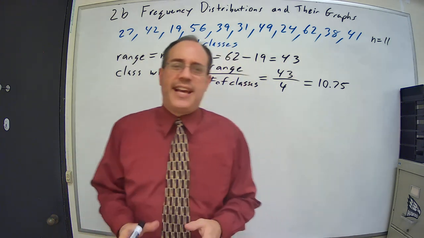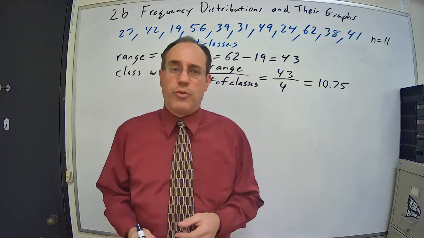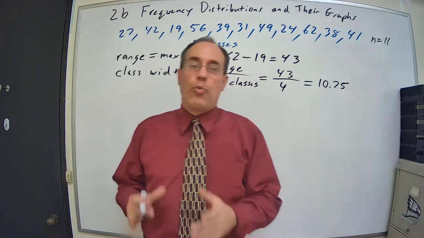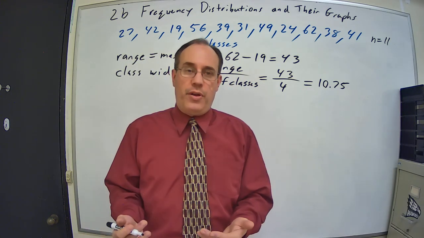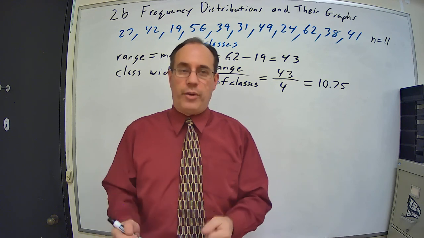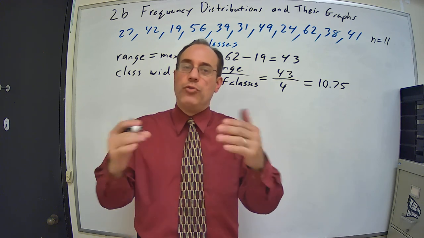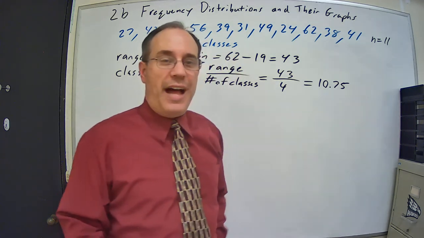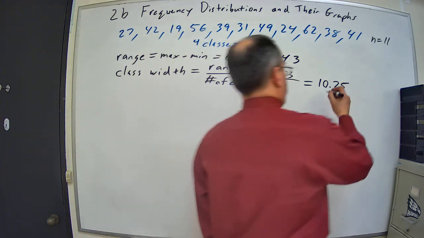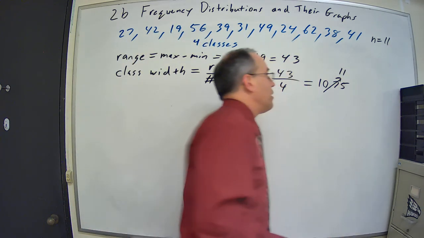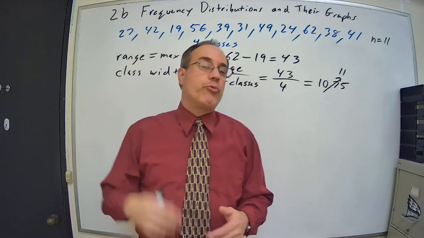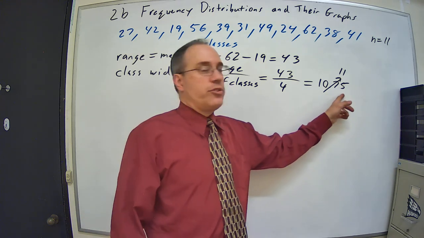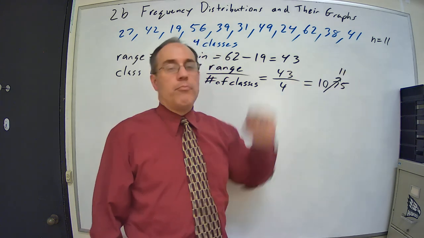Now pay attention to this next statement because I have spent years perfecting the wording on this. When calculating the class width, we always move up to the next highest whole number. We always move up to the next highest whole number. So since we have 10.75, we're going to move up to 11. Now be careful, I didn't say that we round up. I said we always move up. So if that was 10.25, we would still move up to 11.